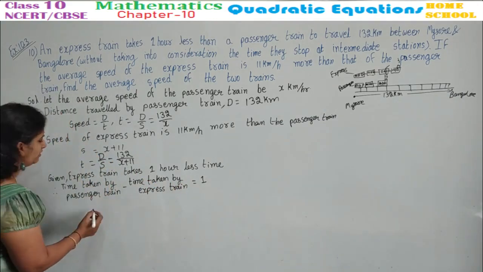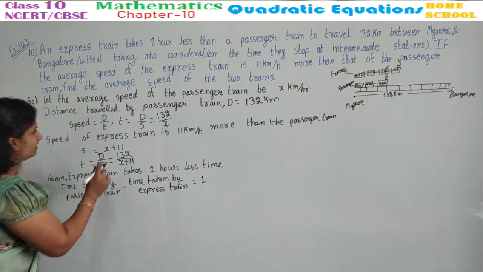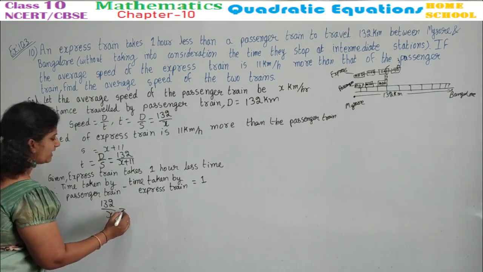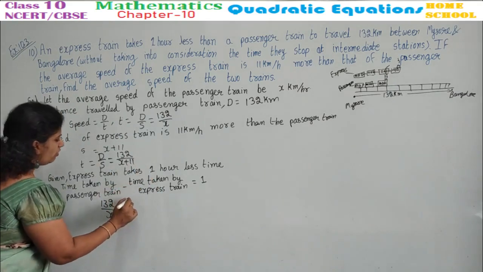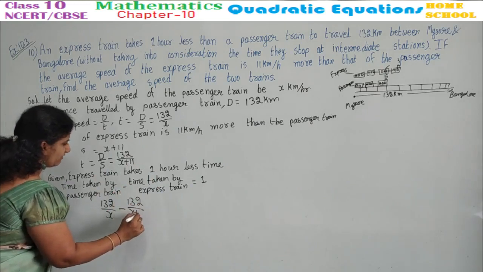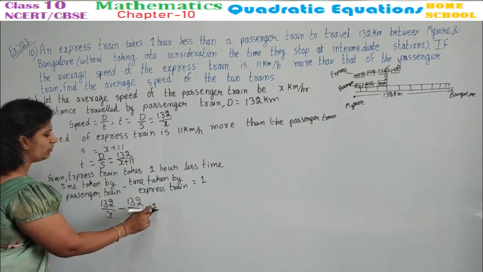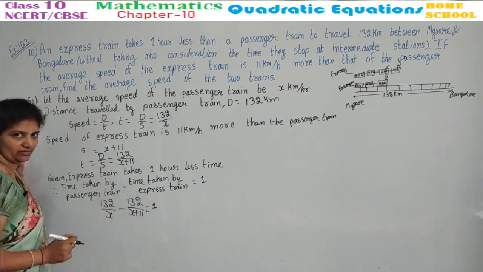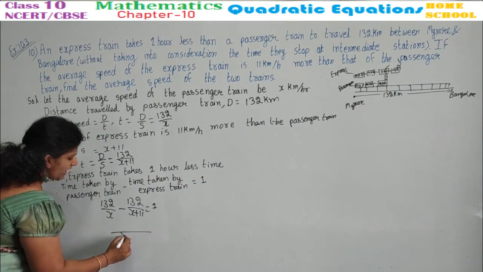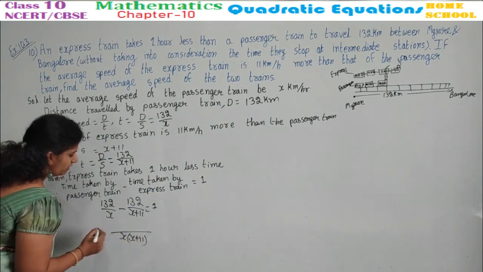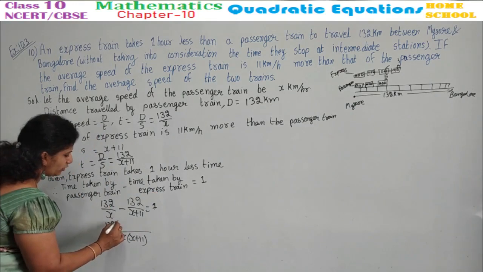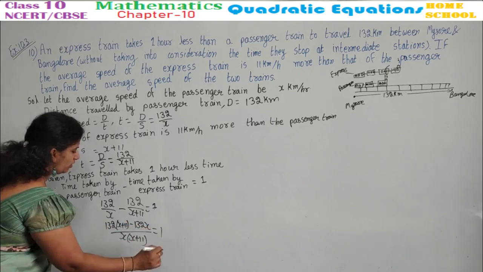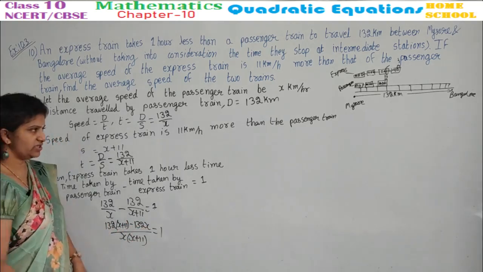So let us see here. What is the time taken by the passenger train? It is more, right? So we take this one first: 132 by x minus, since it takes less time, 132 by x plus 11 is equal to 1 hour. The express train takes 1 hour less than the passenger train. Now do the LCM here: x into x plus 11. Here, multiply 132 into x plus 11 minus 132x is equal to 1. Now multiply this and remove the brackets.